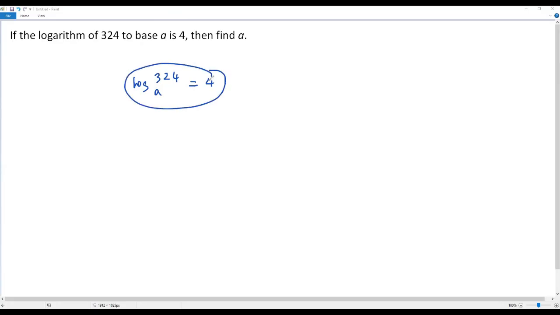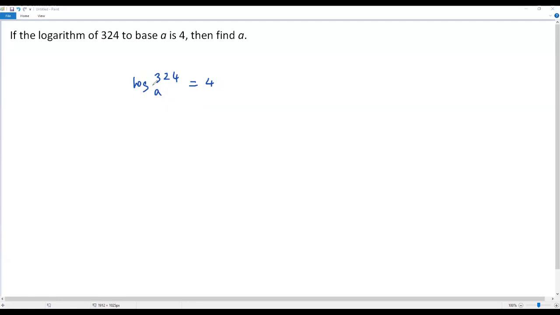Now in this equation, we have to solve for a. That is, we have to find the value of a that is at the base of the given logarithm. To solve for a in this equation, I have to convert this equation to exponential form. Already it's in logarithmic form. To solve for the base of this logarithm, I have to convert this equation to exponential form. So how can we convert this equation to exponential form?